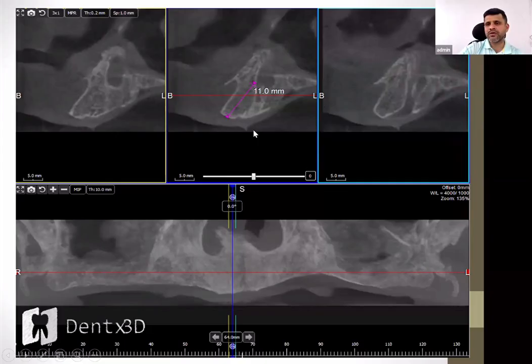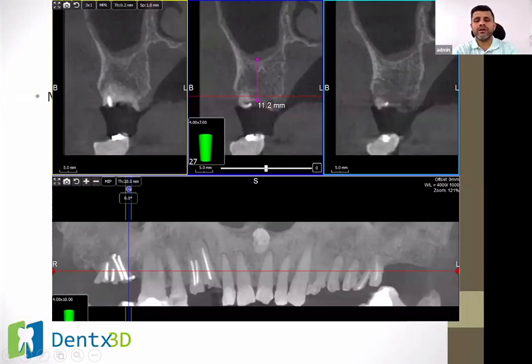Seeing the cross section of the nerve, the height is measured from the crest till the canal. This is the nearest landmark over here. The white line is the anterior nasal spine, and this above part is the nasal cavity. Right? So in the posterior region, the height is measured from the crest till the floor of the maxillary sinus.